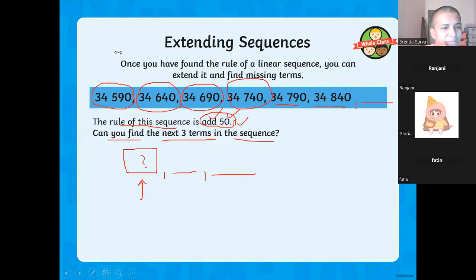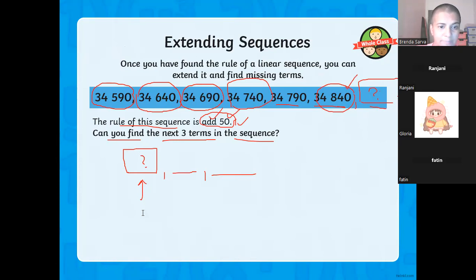Where did you get 133 from? Oh, sorry. I'm looking at the wrong thing. 34,000. Ranjini, we already have 840. So what's the next number after this? Correct, Gloria. Correct, Fatin. How about the number after this? Very good, 890.